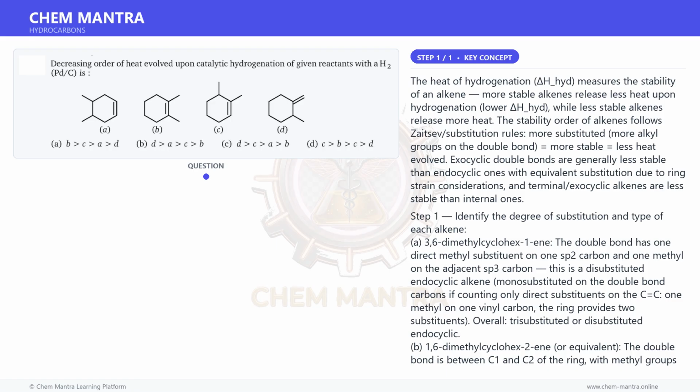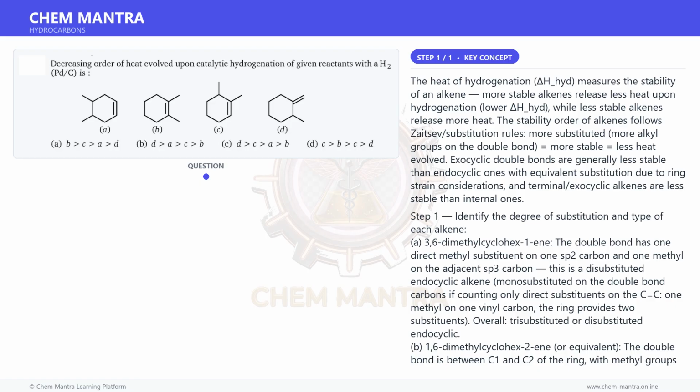Step 3. Heat of hydrogenation order. Most heat to least heat, decreasing: D, A, C, B. This matches option B. DACB. Step 4. Why other options fail?